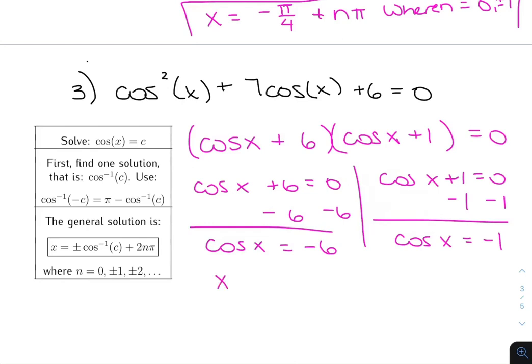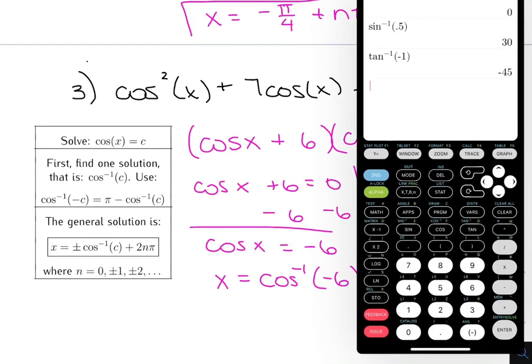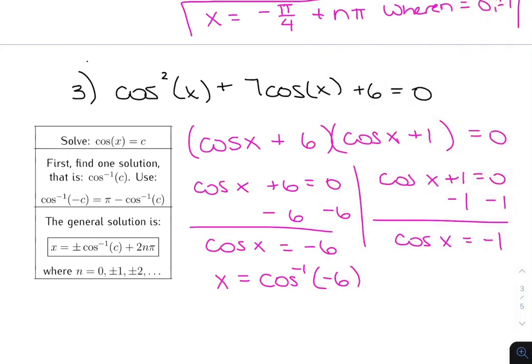On this side, to get rid of cosine, we have to do the cosine inverse of negative 6. So x would be cosine inverse of negative 6. Let's see what that gives us. If we do the cosine inverse of negative 6, we get that it's not a number. That is because the unit circle only goes up to 1 and negative 1. Because negative 6 is smaller than negative 1, this cannot be a solution. So this is not a solution that works.